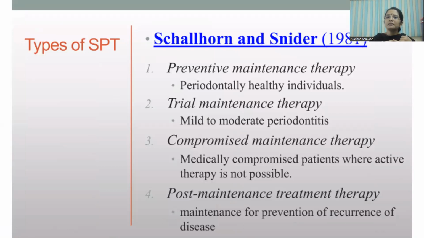First, preventive maintenance therapy. As the name suggests, it is given for patients who are periodontally healthy. Trial maintenance therapy is given for mild to moderate periodontitis patients. Compromised maintenance therapy is given for medically compromised patients where active therapy is not possible. And coming on to the post-maintenance therapy, it is given for patients who have already undergone periodontal treatment and are placed under maintenance for prevention of recurrence of the periodontal disease.